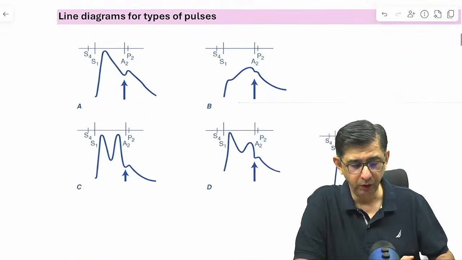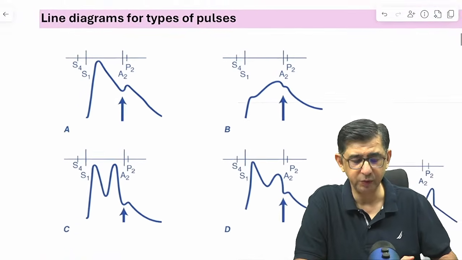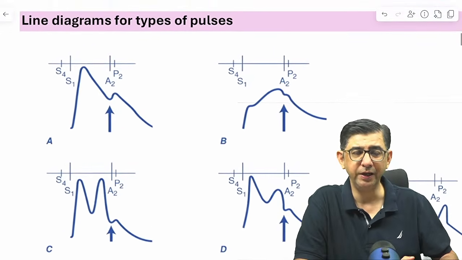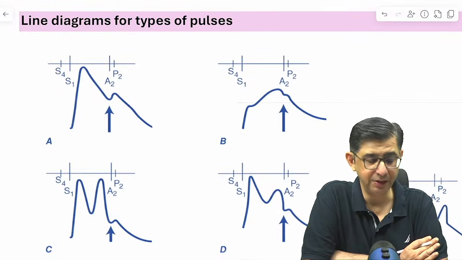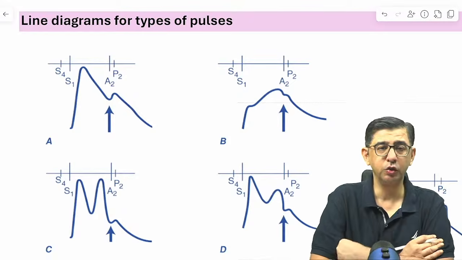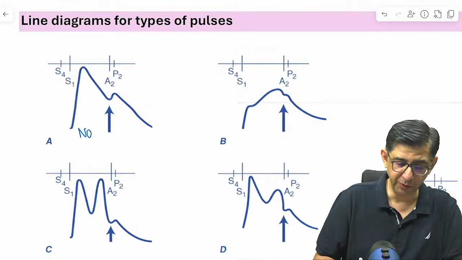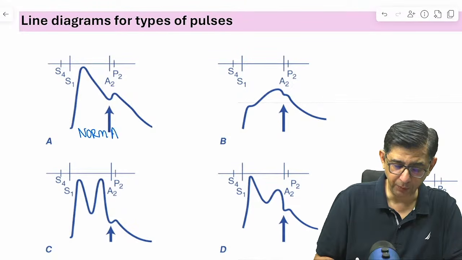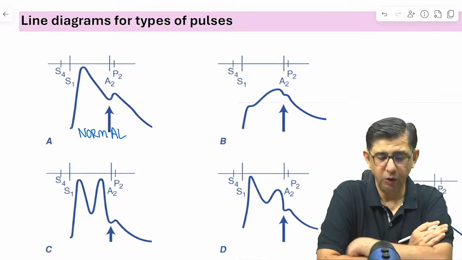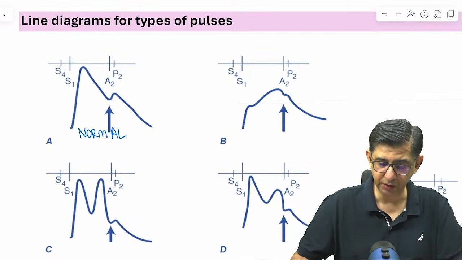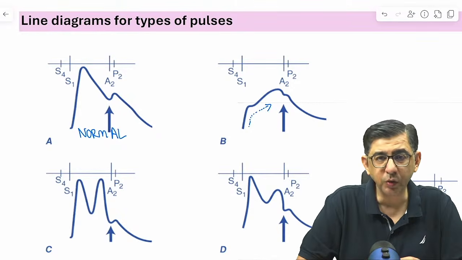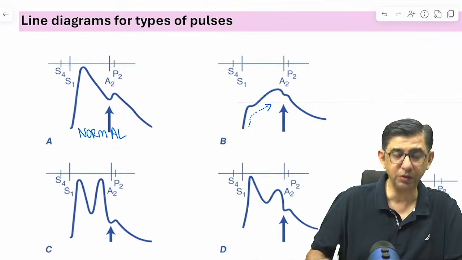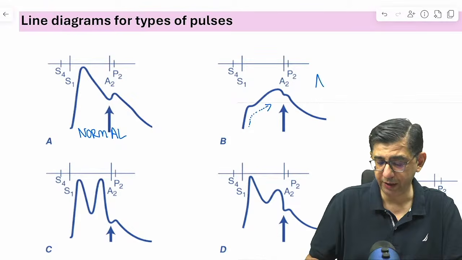Then we have a quick look at a couple of line diagrams for the types of pulses. These line diagrams are again pretty frequently asked, and this will help us revise certain cardiac conditions also. So, this is the normal pulse pressure tracing. Can you comment on option number B, please? Option number B is a slow rising pulse, with a delayed peak. So in those circumstances, I will be calling it an anacrotic pulse.